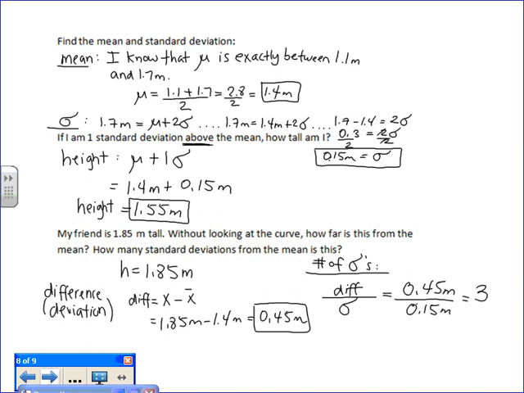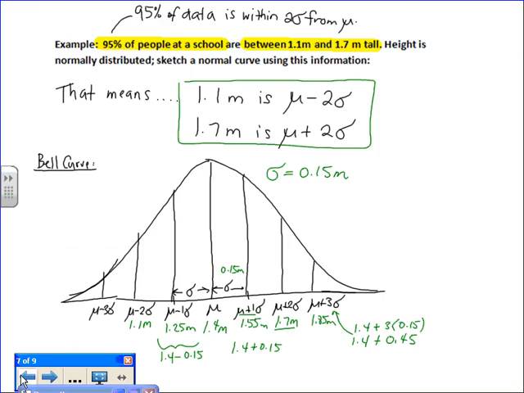So she is 3 standard deviations above the mean. So above mu, that's going to be mu plus 3 standard deviations. And again, if you had used the curve, if we'd already filled in our values at the bottom of our curve, and she's 1.85, if I look at my curve for a second, well, she's right here at 1.85, which is 3 standard deviations above the mean.